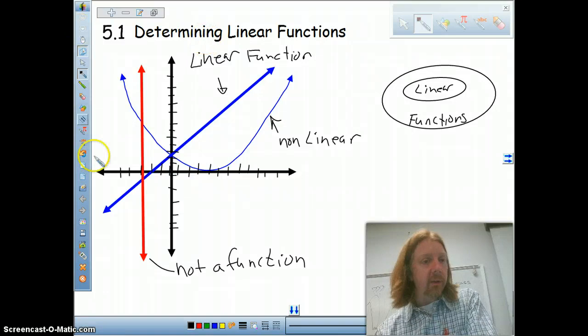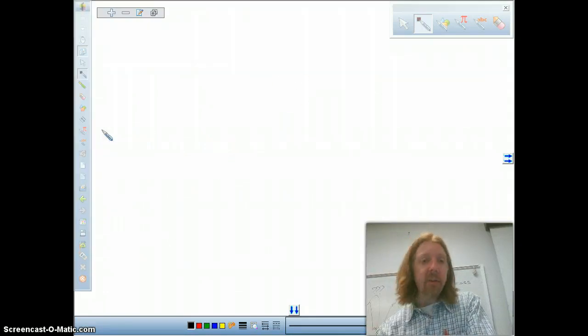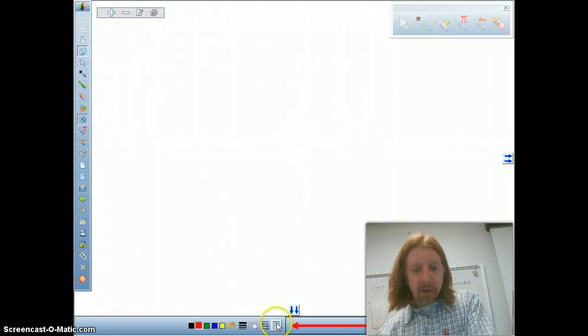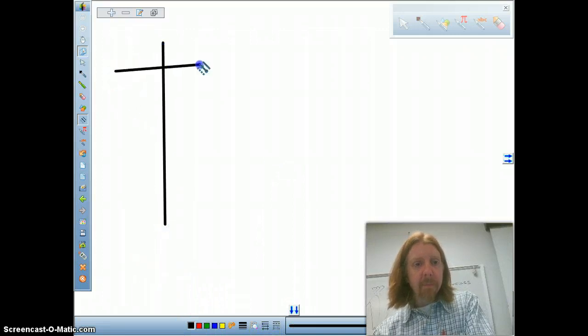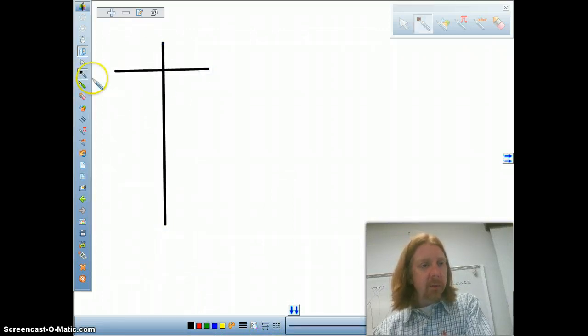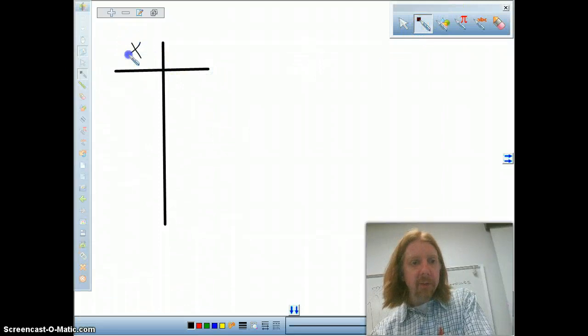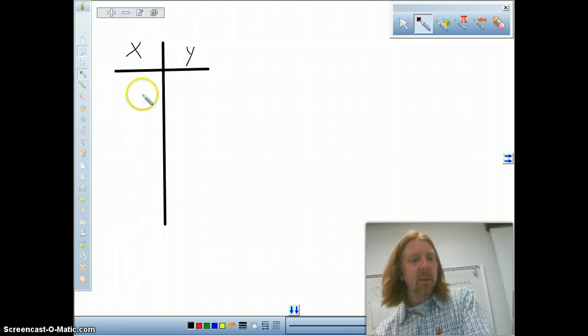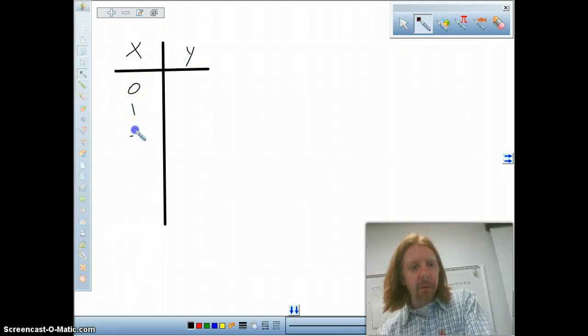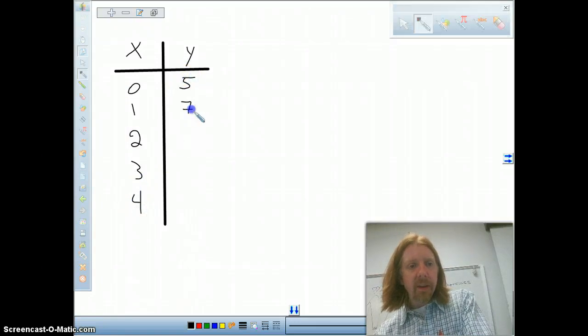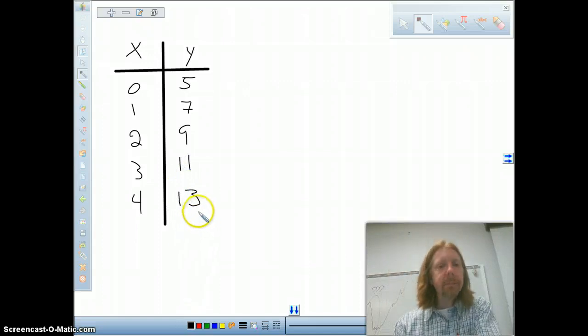So, for example, let's look at some data and see if we can see a pattern. I'll use a linear function as our lead-in. So I'll go ahead and I'll make a little table up here. So here's my t-table. And let's put some numbers on my t-table. Here's my x, here's my y. And let's start with some simple numbers. 0, 1, 2, 3, 4. And over here I'll do 5, 7, 9, 11, and 13.